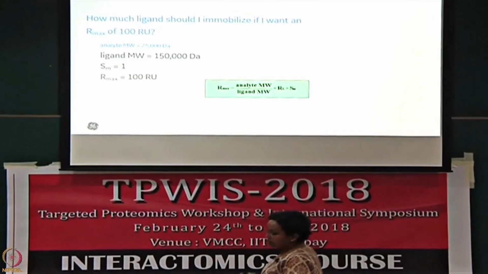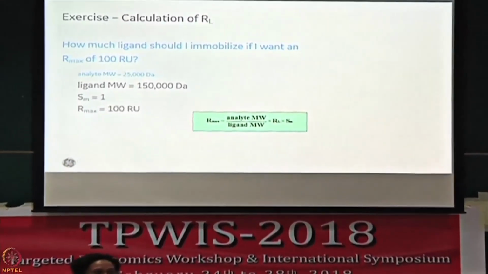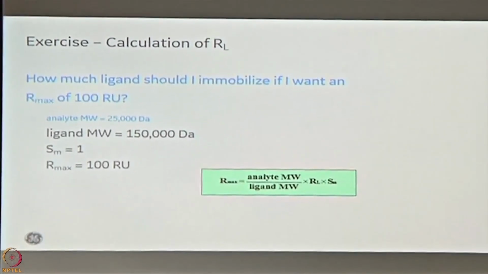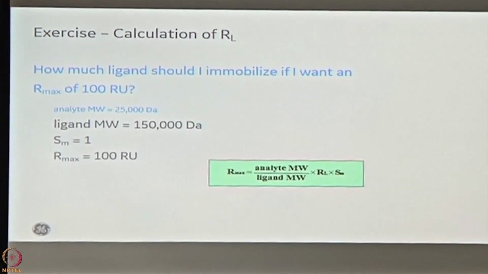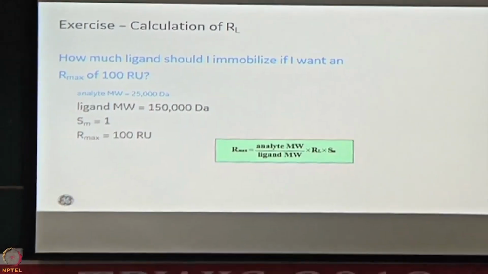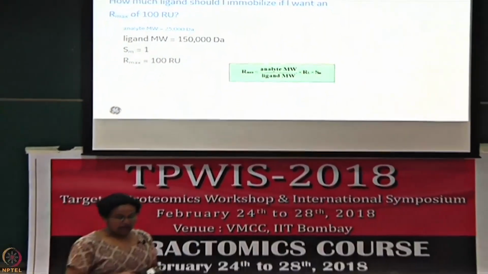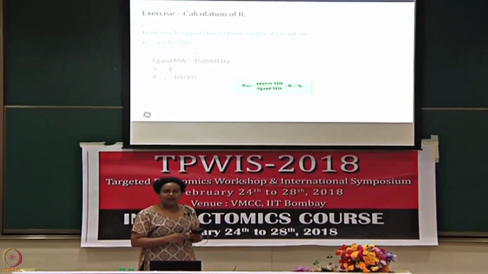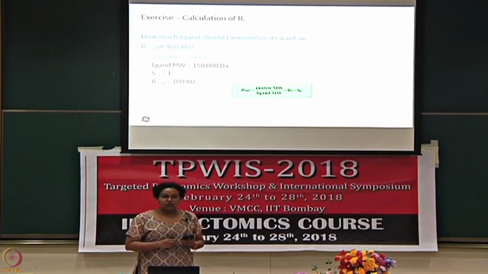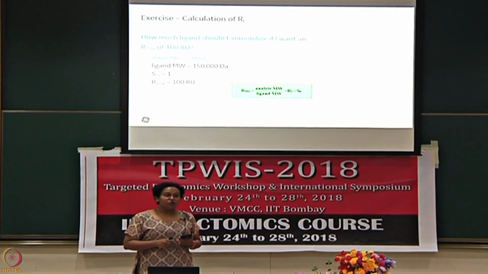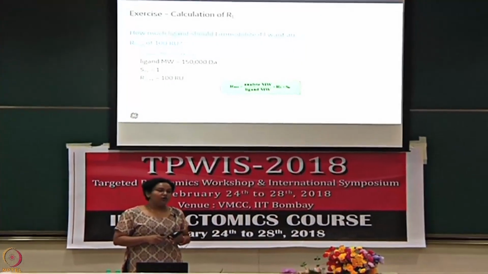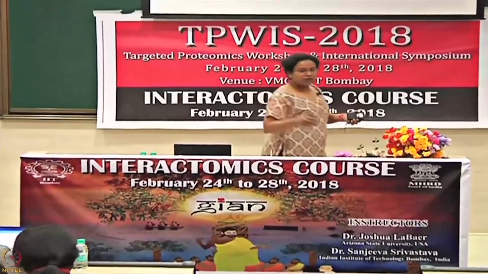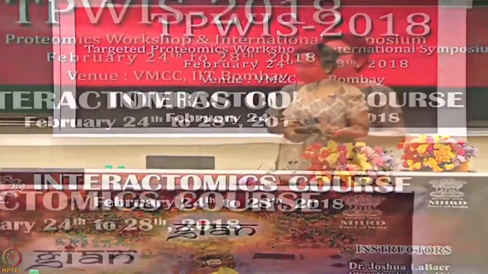So, there is a small exercise if you would like to do, hopefully it will wake you up if you are sleeping. Say for example, we have a ligand that I would like to immobilize and I would like to work at an R max of 100, and the molecular weight of your analyte and ligand are given. Your ligand is like a mAb, 150 kilodalton, your analyte is 25 kDa, stoichiometry is 1, and I would like to reach an R max of 500. So, how much RL, how much ligand should I immobilize? Anybody?